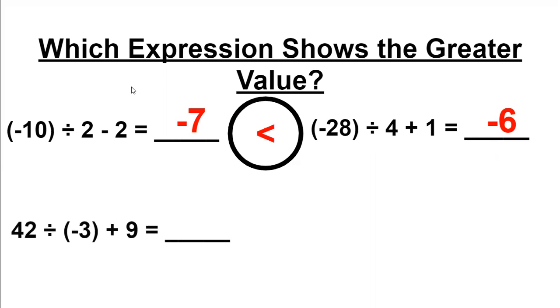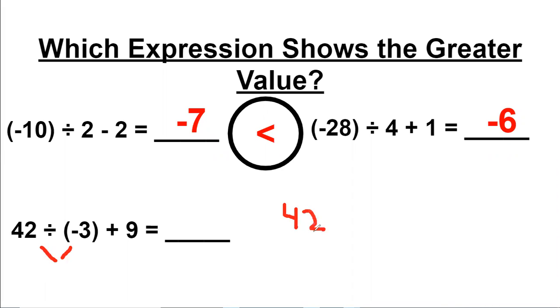Here's another one, 42 divided by -3 plus 9. Order of operations tells us to do division before adding. 42 divided by -3 is, if you don't know off the top of your head, what could you do? Well, you could do this.